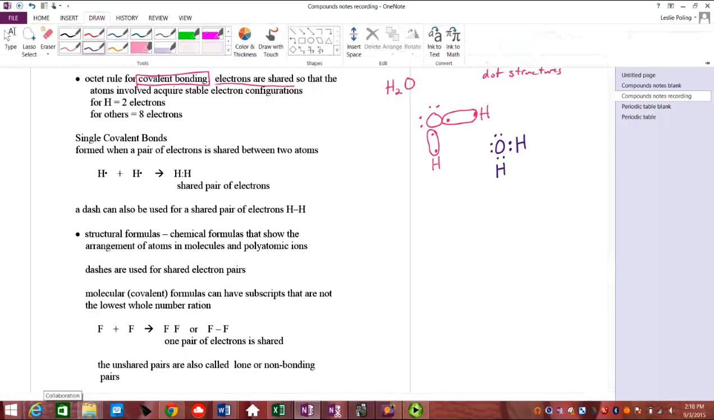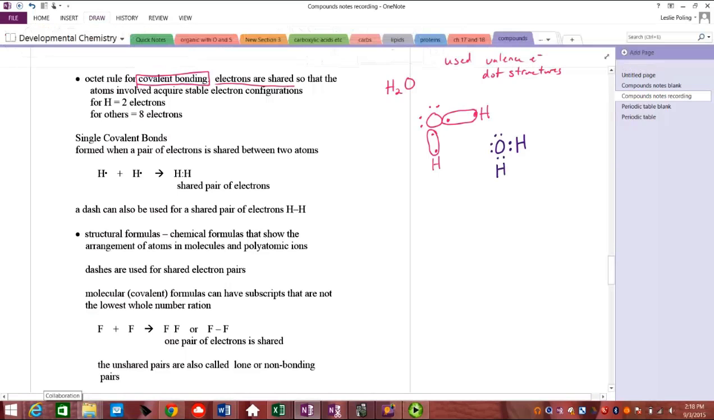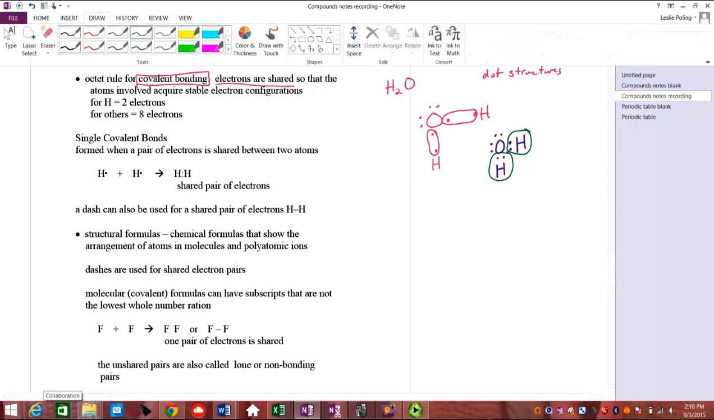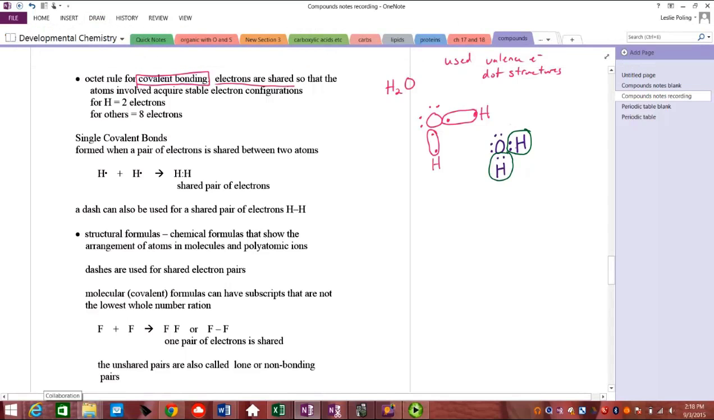And put some circles on it, give it a little Venn diagram look. We've got the hydrogen there, which has two electrons, which makes it stable. Hydrogen there has two electrons, which makes it stable. And oxygen has its 8 electrons, which makes it stable. That's a little bit of a mess.